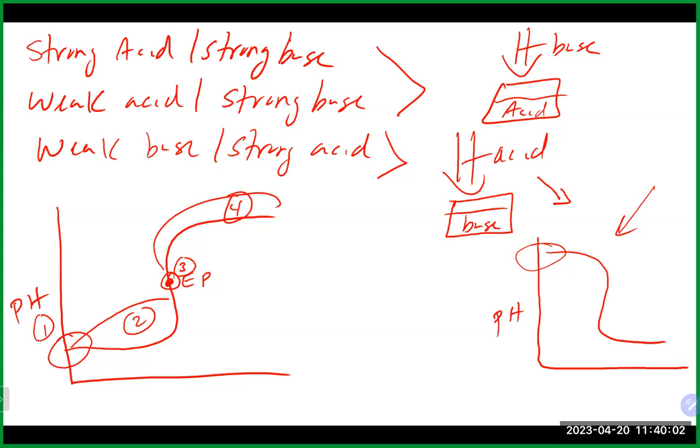Past the equivalence point on the weak base strong acid titration, we finish up by basically just adding a bunch of strong acid. So you need to do an ice table to figure out how much of that strong acid you have left over, and then you could go into the pH equation afterwards. So again, those 4 points are really important.